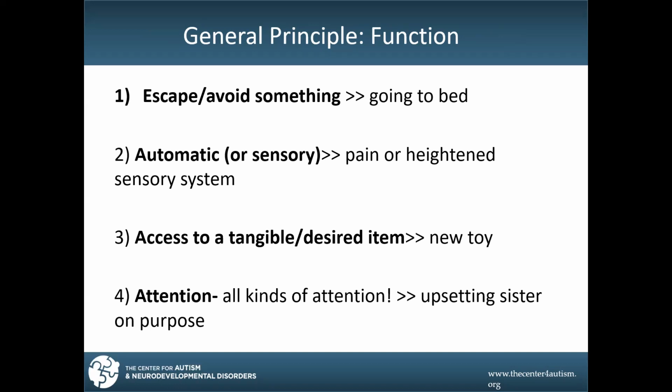Keep in mind again that this includes all kinds of attention, whether it be positive attention like words of comfort, hugs, kisses, or negative attention like reprimands or even stern looks. For example, a child may upset their sibling on purpose because they enjoy the attention they receive when the sibling gets mad, tells them to stop, or when caregivers reprimand them.